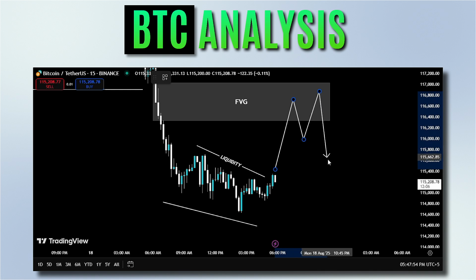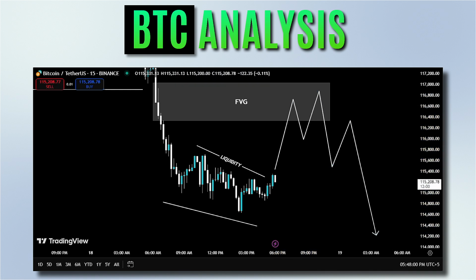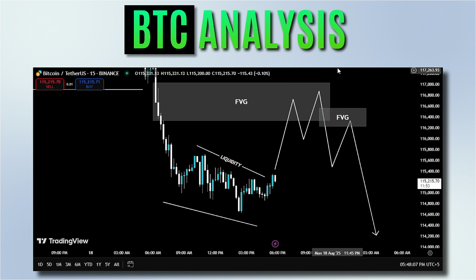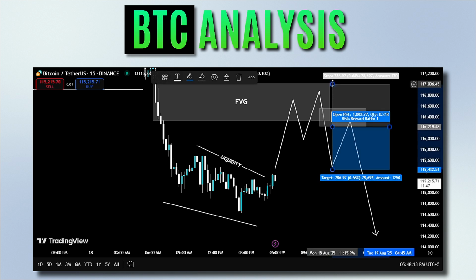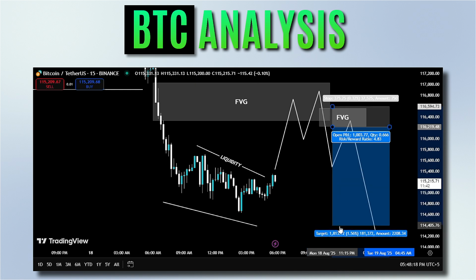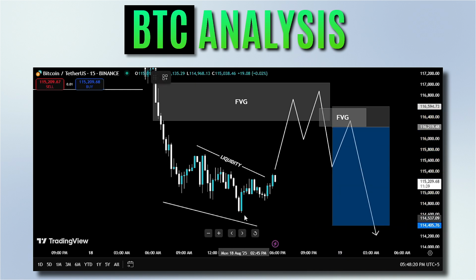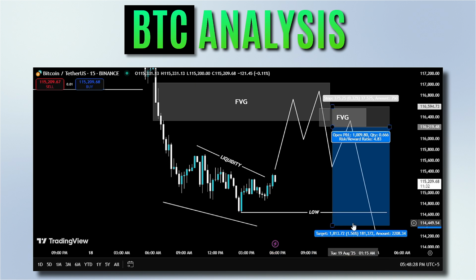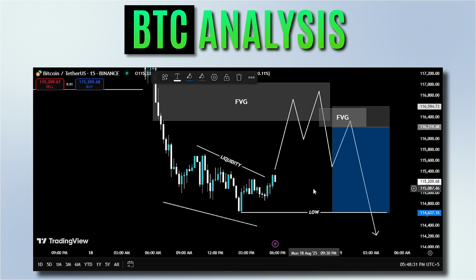Conclusion: strategy summary. In summary, this strategy is a multi-time frame approach to trading retracements. We identify a macro trend, for example, bullish on the weekly chart. We find a short-term retracement against that trend, for example, bearish on the 4-hour chart. We locate a key fair value gap, FVG, as our high probability entry zone. We execute a precise trade with a clear stop loss and take profit based on market structure.